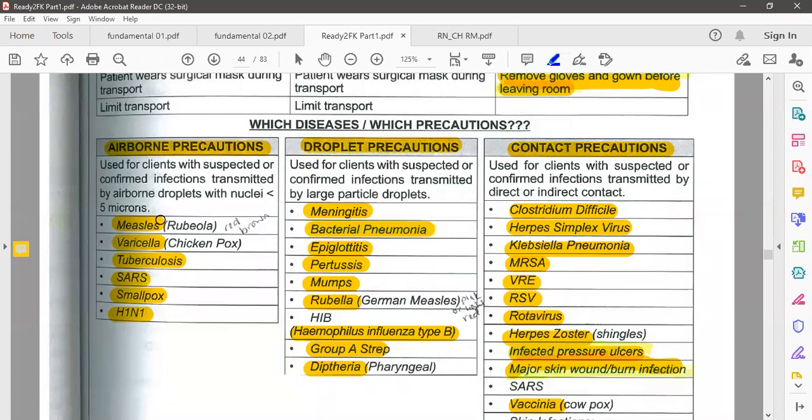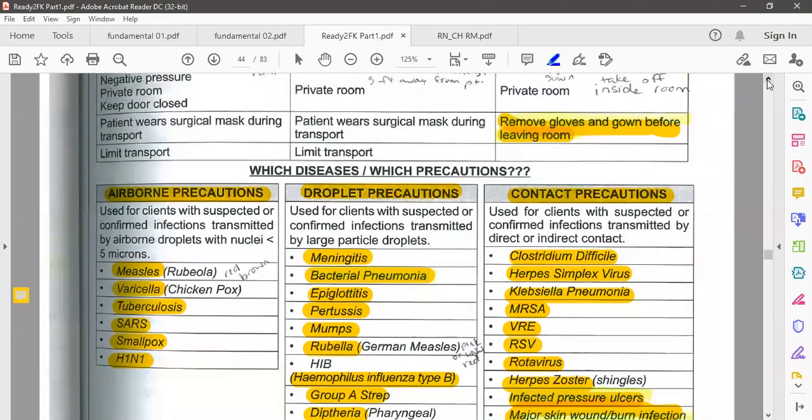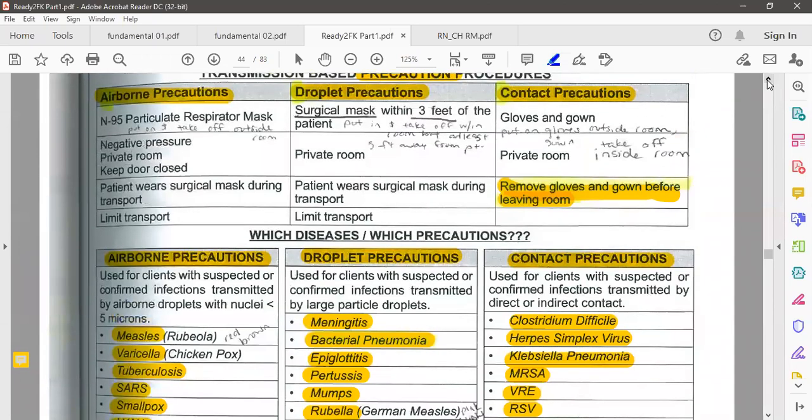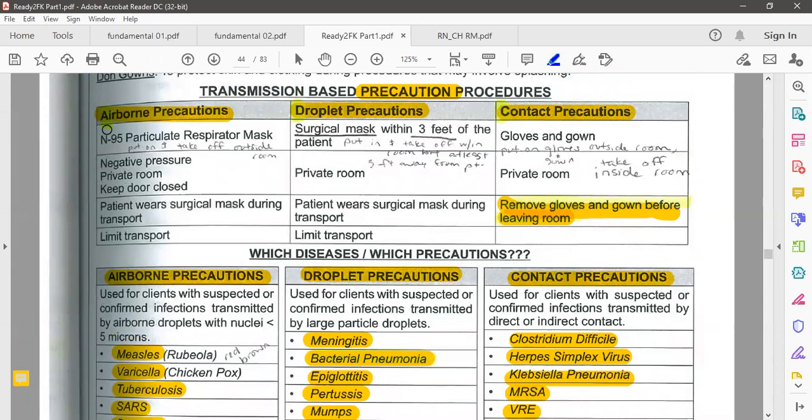So in case of airborne precautions, it is good if we wear all kinds of personal protective equipment, right? For airborne precautions, it is good if we wear respiratory masks, especially N95 masks. And negative pressure, also a private room. So when cohorting the patient, it is good to give the patient a private room with negative airflow, right? Also, the patient wears a surgical mask during transport.